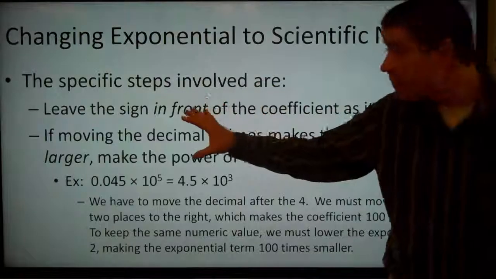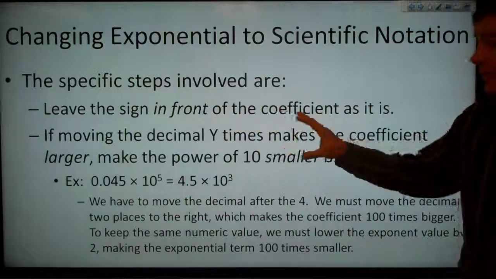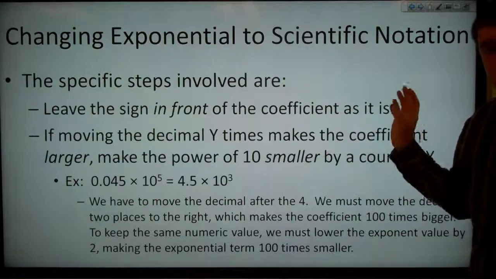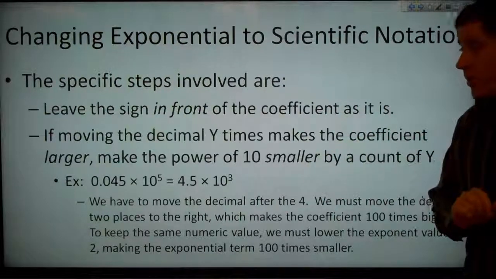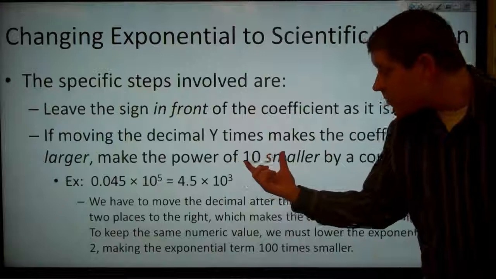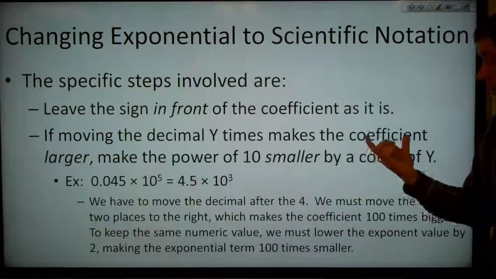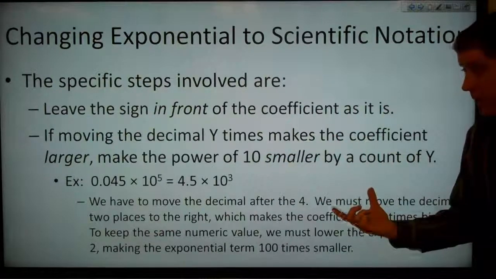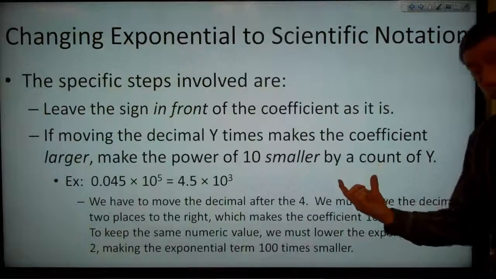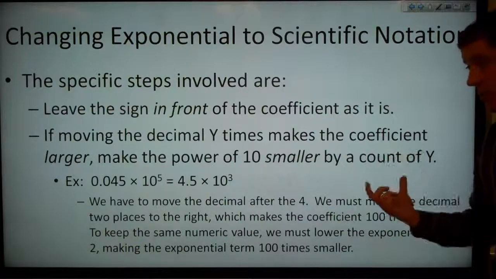So, the specific steps involved here are, number one, leave the sign in front of the coefficient as it is. We never change the sign in front of the coefficient. If we're moving the decimal y times makes the coefficient larger, then we may need to make the power of 10 smaller by a count of y.